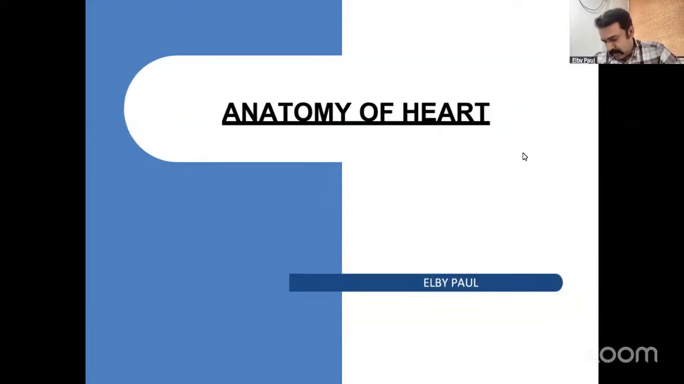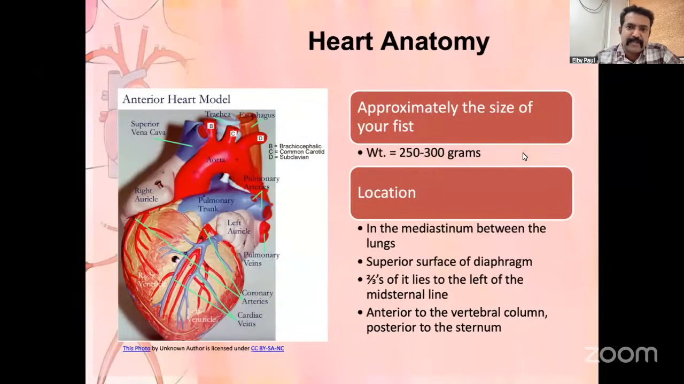Coming to heart anatomy, if you are going to study any system, the anatomy is very important. So let's do a quick review of the anatomy of the heart. The heart weighs approximately 250 to 300 grams. It is located in the mediastinum between the lungs, on the superior surface of the diaphragm. About two-thirds of it lies to the left of the midsternal line, around 90%, and 10% lies to the right of the midsternal line, which is called dextrocardia. It is anterior to the vertebral column and posterior to the sternum. That is the location of the heart.